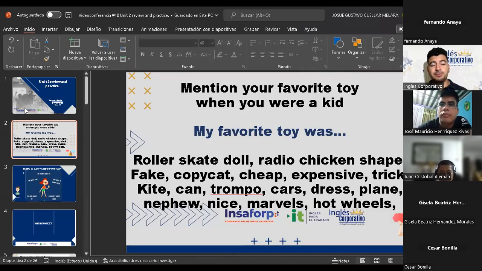Douglas, what was your favorite toy? Yes, I don't know. The bicycle is a toy. Yeah, a bicycle is a toy, of course. My toy was a bicycle. Yes, one of the best ones. Bicycles are always nice. Perfect. Yes. Okay, Elia, and then we go with Flor. My favorite toy was a doll. A doll. Mm-hmm. Yeah, dolls are kind of common for girls. Always good. Thank you. And here we have Flor and then Gisela.